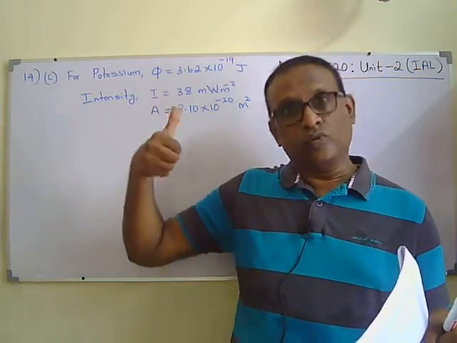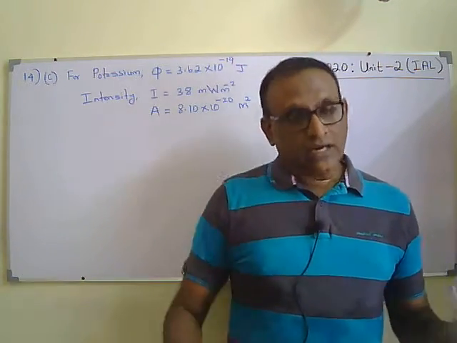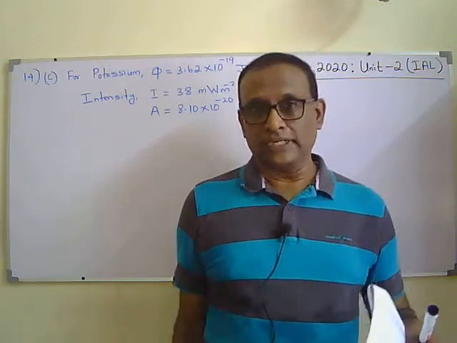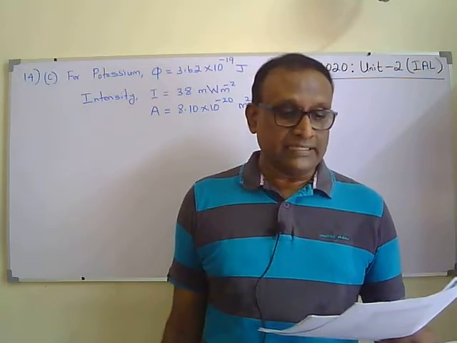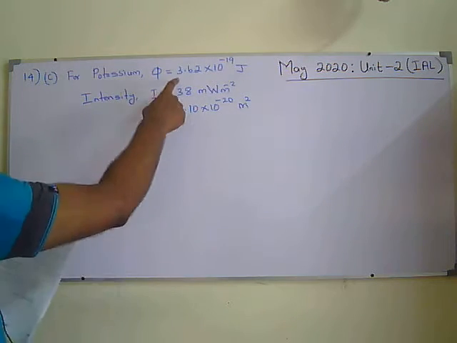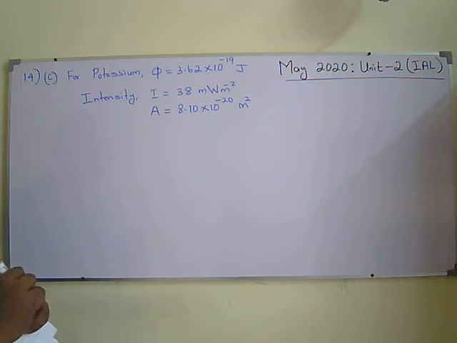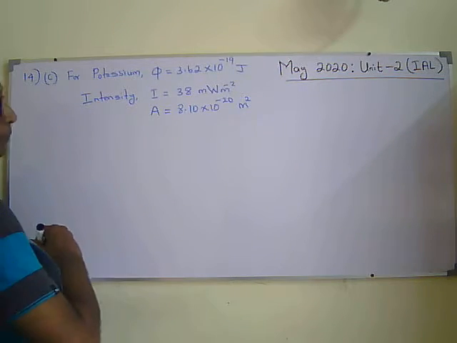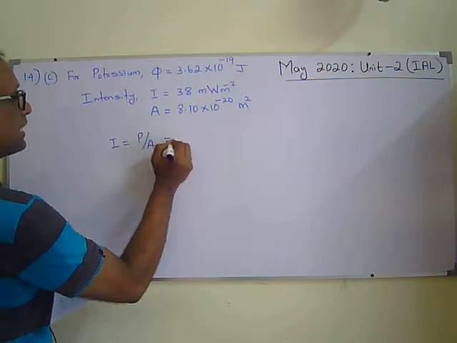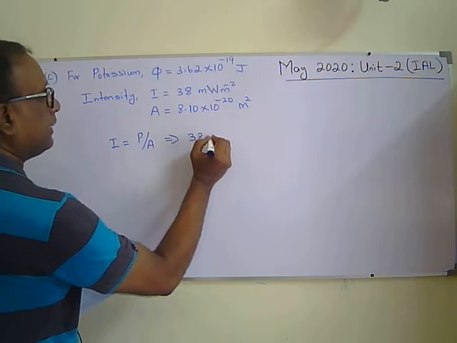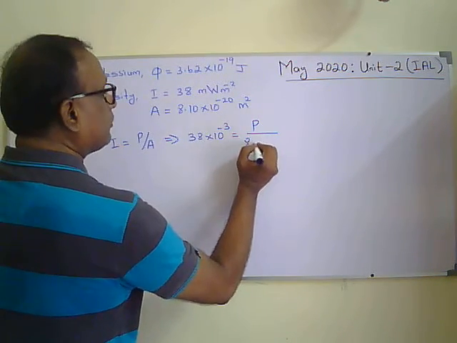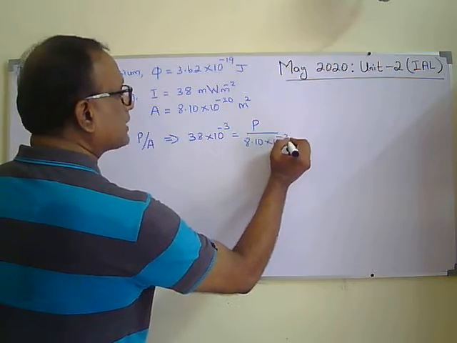We are going to calculate what could be the delay if the light or the UV radiation behaves as a wave in the photoelectric effect, right? So the question is, find the time taken. We know the energy required to remove is this much. We know the intensity, so we'll find the power of the radiation. Intensity equals P over A, so P equals I times A. I know the intensity is 38 milliwatts, so 10 to the power minus 3, times the area, 8.10 times 10 to the power minus 20.